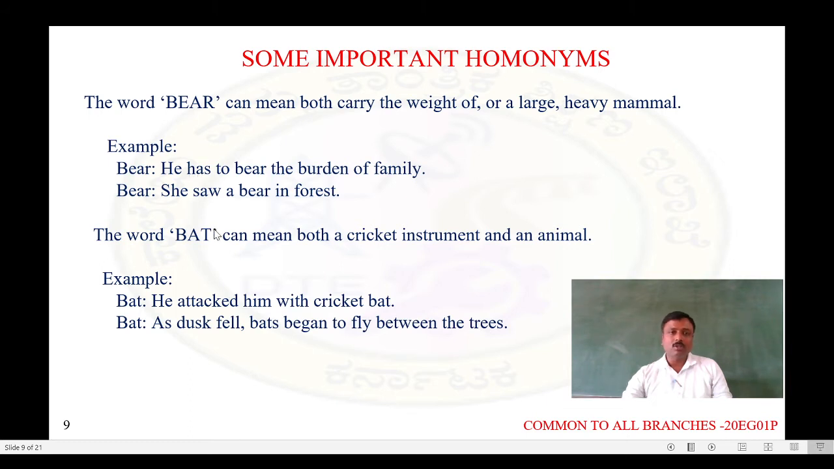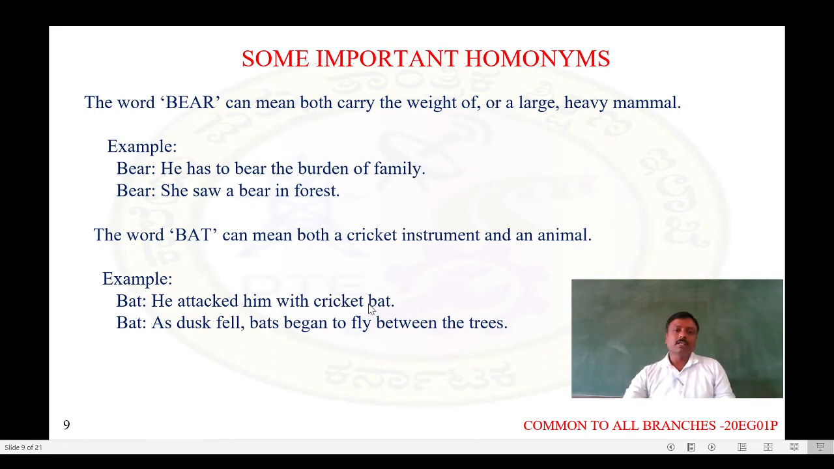So here we have one more example on homonyms. Bat. The word bat can mean both a cricket instrument or an animal. So it is going to convey two meanings. One meaning is a cricket instrument and another meaning is an animal. For example, he attacked him with a cricket bat.